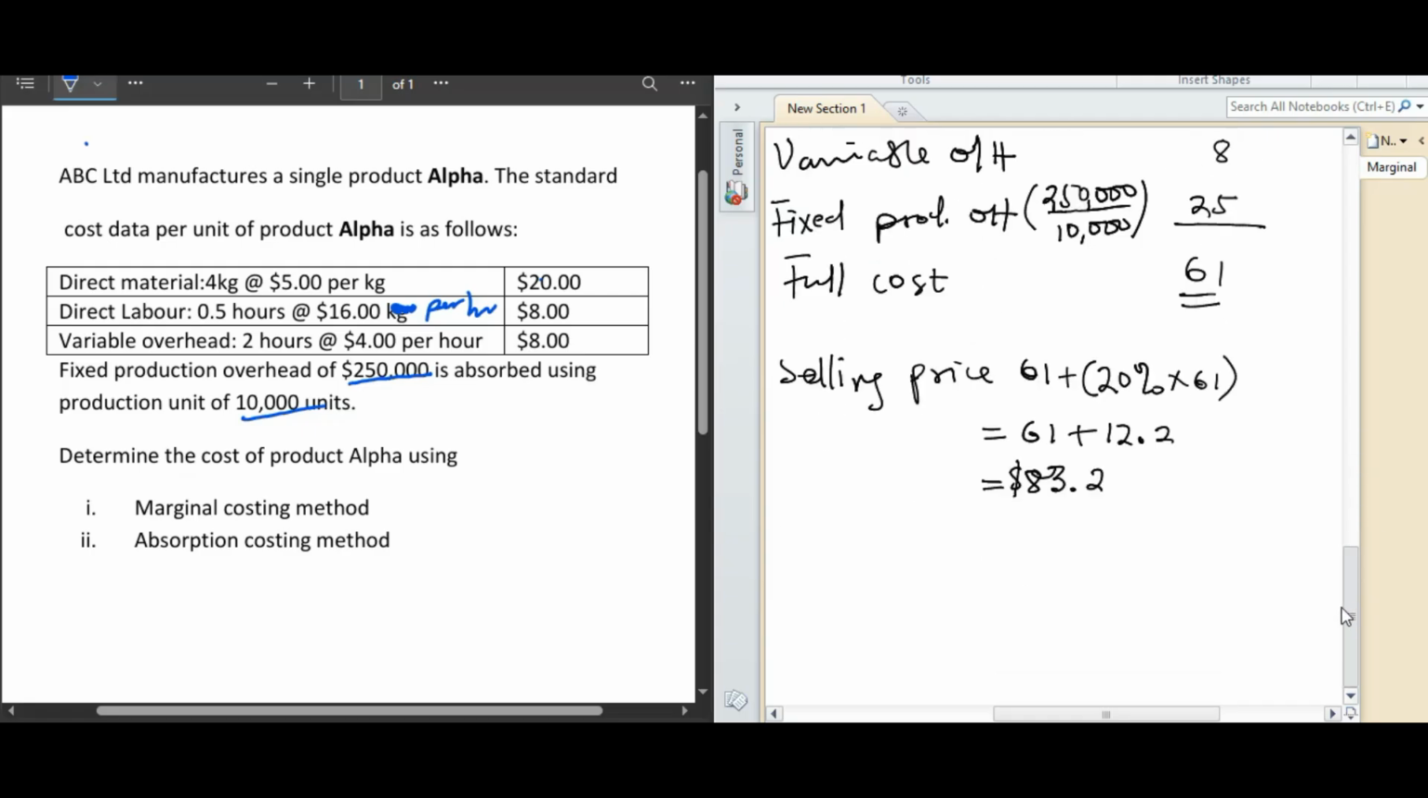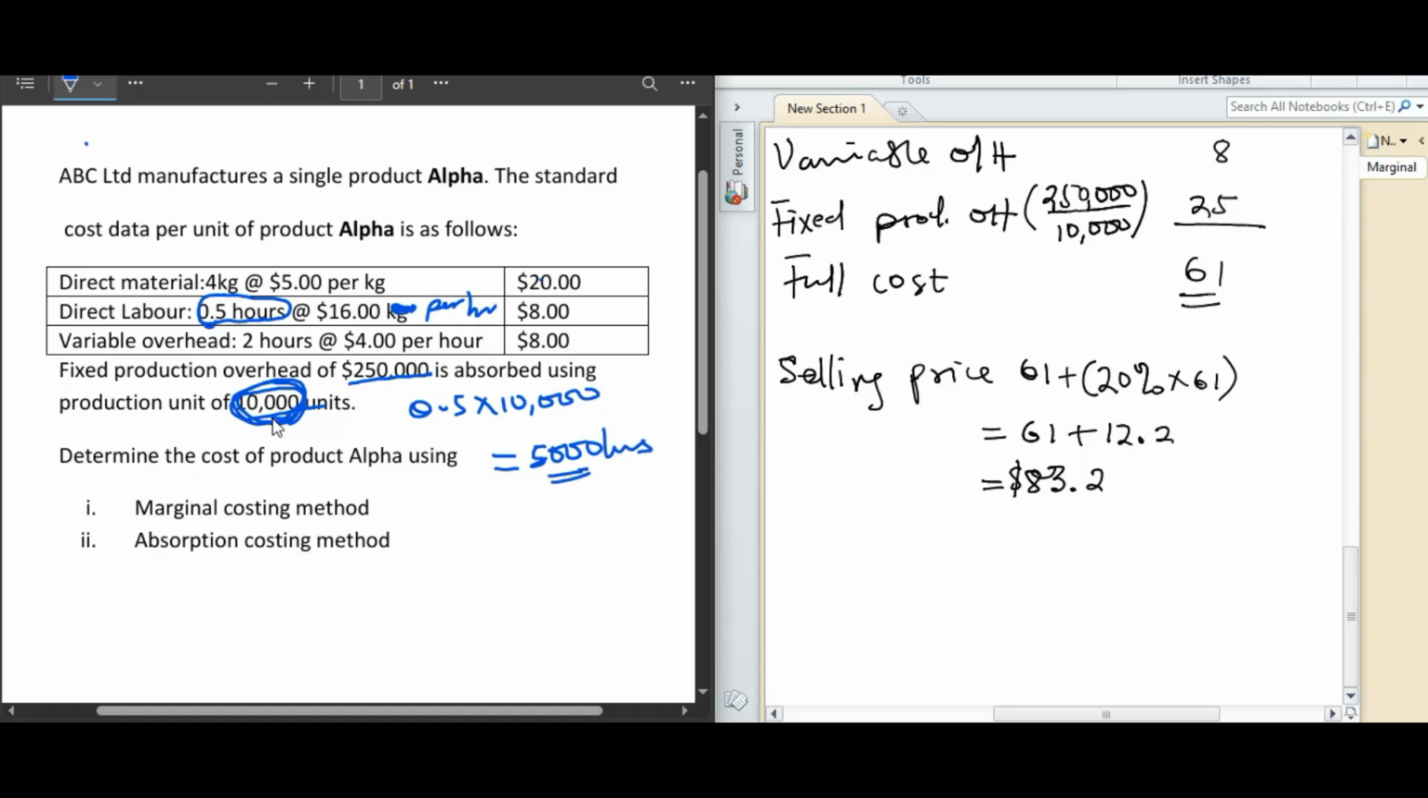The fixed production overhead, as I said, the question will be specific. They can tell you to use labor hours. In that case, you must get the total units that we are going to produce and the total hours that we are going to use. For example, if we want to produce 10,000 units, how many labor hours are we going to use? We use 30 minutes in producing 1 unit. So if we are producing 10,000, that should be 0.5 times 10,000, and that will give us 5,000. That means we are going to use 5,000 hours to produce the total units.